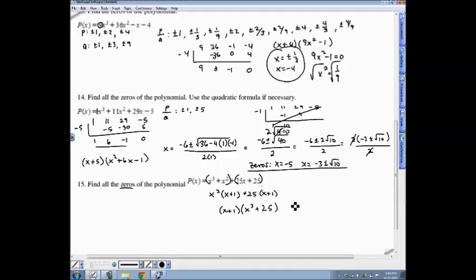Now, the reason that these are called zeros is because they're setting the equation equal to 0. If this times this is equal to 0, that means this factor has to equal 0 and this factor has to equal 0.